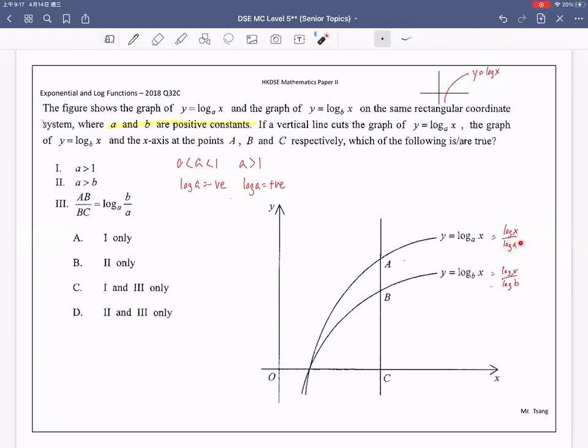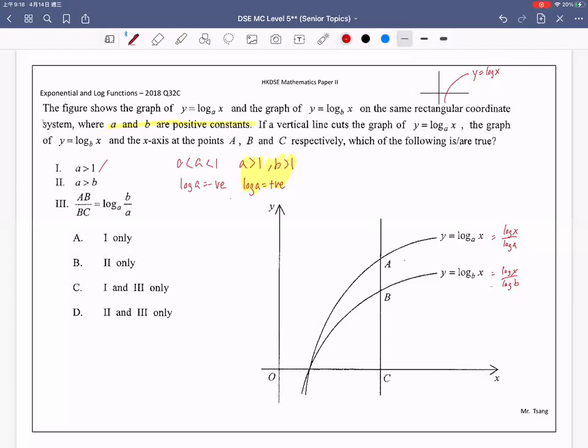We learned the graph transformation. Actually, the log function is reflected along the x-axis, but that didn't appear in this graph. That's why I know that log A and log B, both of them must be positive. If both of them are positive, that means both A and B should be greater than 1. So that's why the first statement is true.